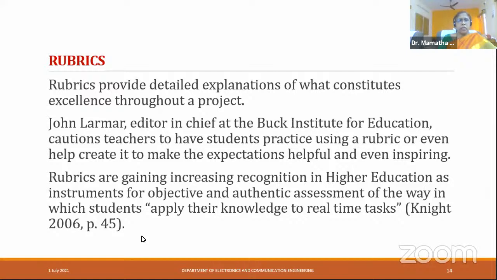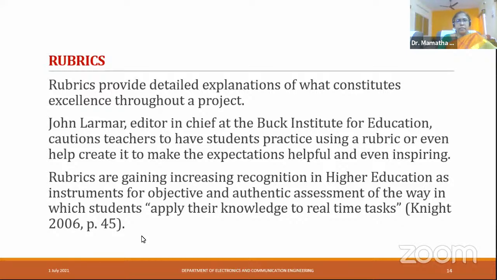So according to John Larmer, editor-in-chief at Buck Institute for Education, teachers should have practice using rubrics and help create them. They should involve students also to create rubrics, and they should give the rubrics to the students in the beginning itself, so that students know what is expected from them. Okay, that we can do.